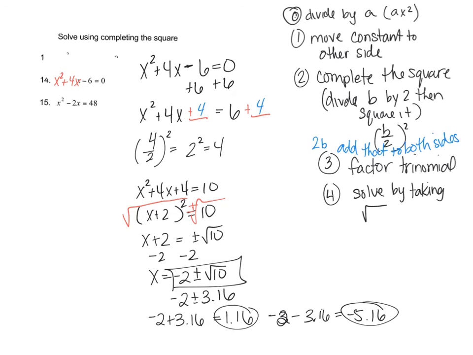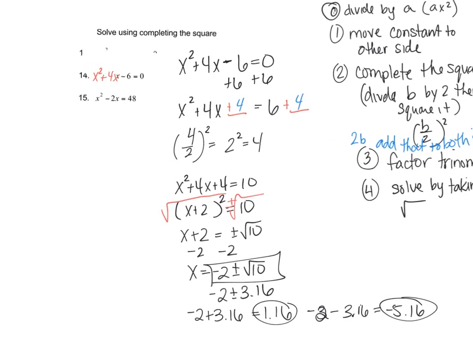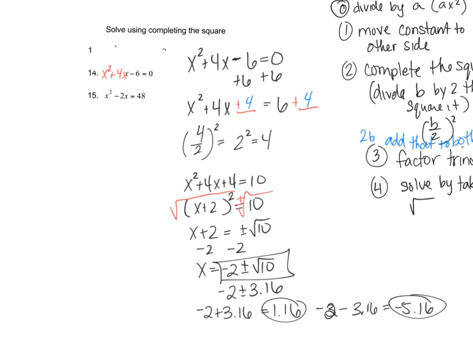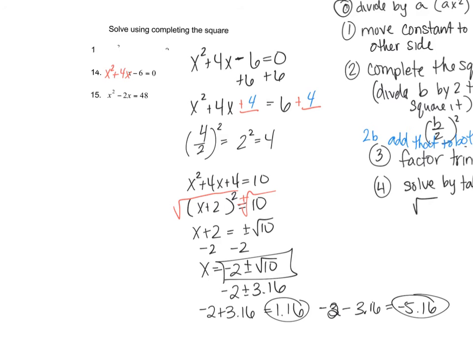Okay, let's look at the next one. This one, number 15, already has the constant on the side we want it. So we've already done step 1, it's done for us. We're going to complete the square. The b is negative 2. Divide it by 2 and square it. That's negative 1 squared, which is positive 1. That's so important. Positive 1.